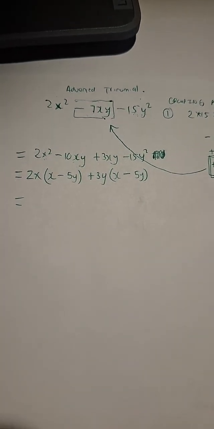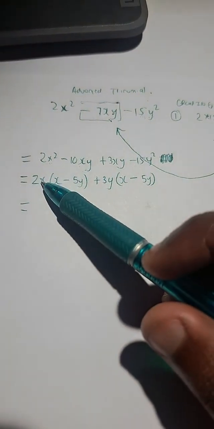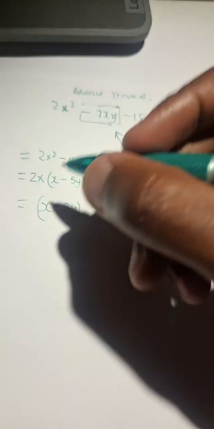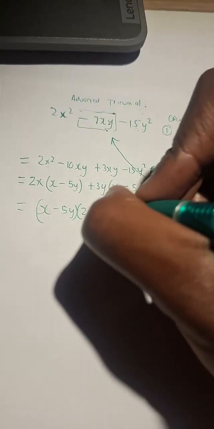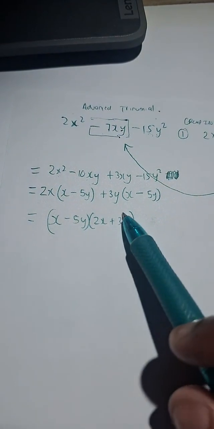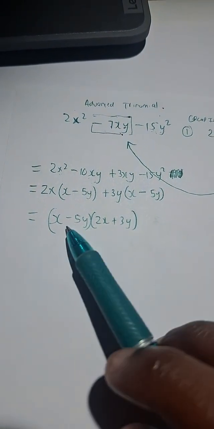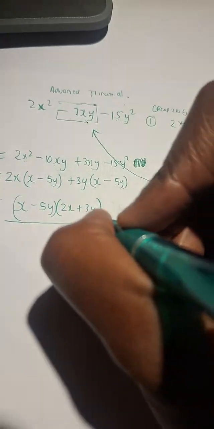Common bracket. And this time round, guys, the highest common factor sign and number, right? 2x and 3y, there's nothing common. So I can go directly to the common bracket and say x minus 5y with no worry at all, which leaves me with 2x at the left plus 3y on the right. And you know what, guys? There's nothing that you can factorize further in both brackets. So that means this is our answer.